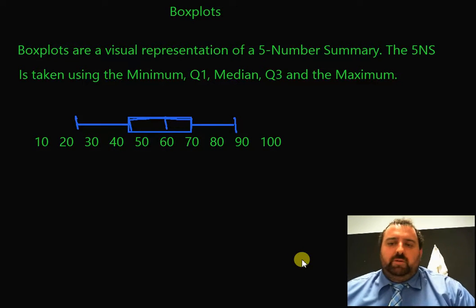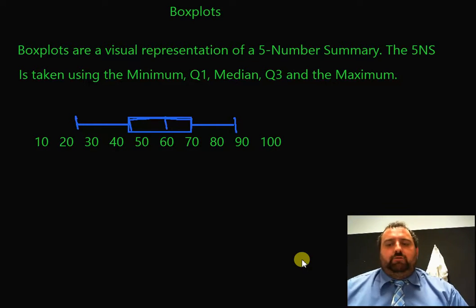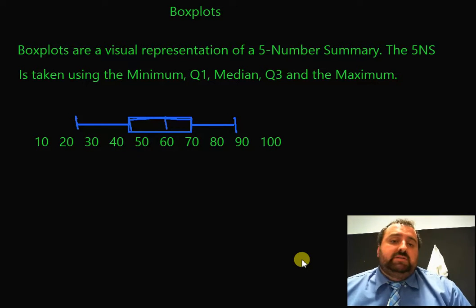Alright, so we're talking about box plots. The idea of a box plot is that we use it as a visual representation, essentially like a graph, and we use it to represent a 5-number summary. Remember that the 5-number summary uses the minimum, Q1, median, Q3, and the maximum.